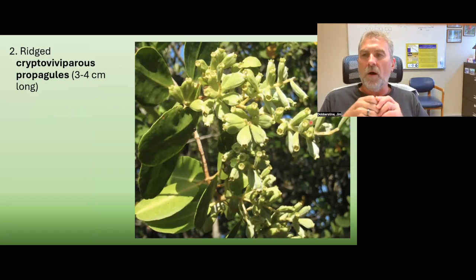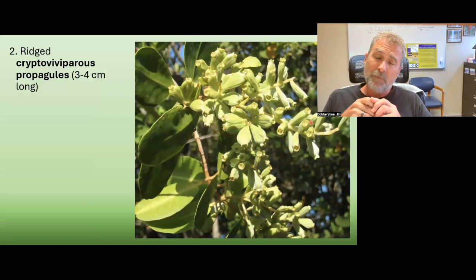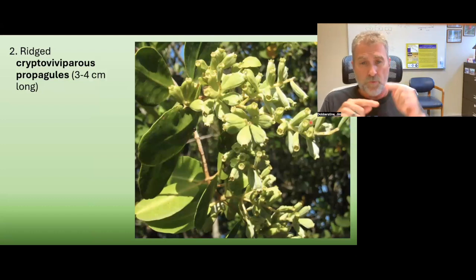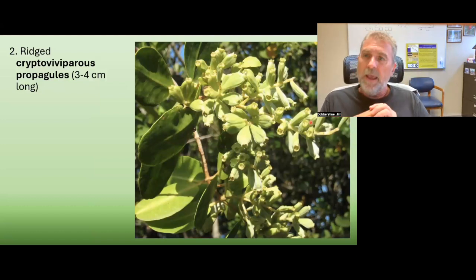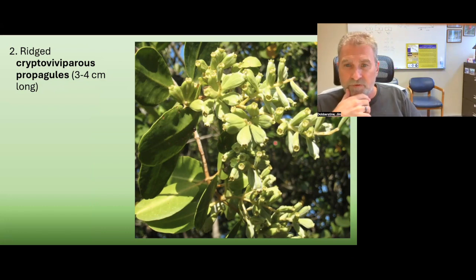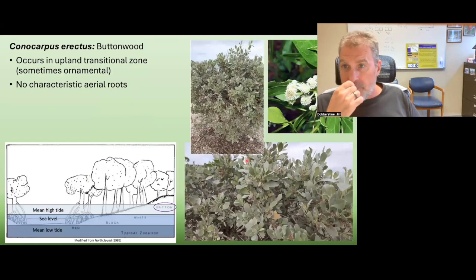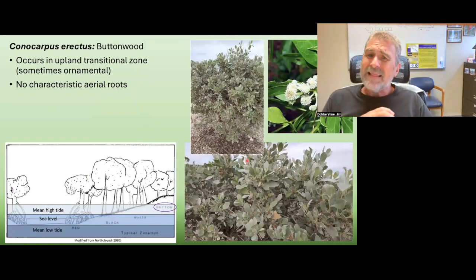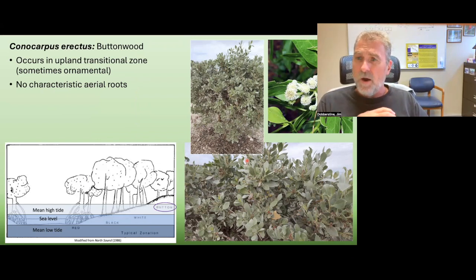So they also have cryptoviviparous propagules, usually 3 to 4 centimeters long, and they are ridged. So you can see the shape of these differs from the previous two species fairly significantly, so fairly obvious in this case. And that leads us then to our next species, which are buttonwood, sometimes referred to as button mangrove.